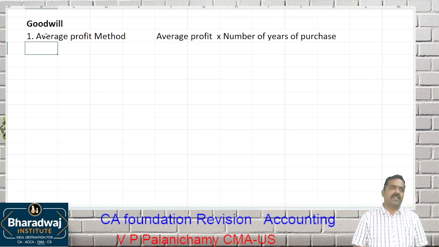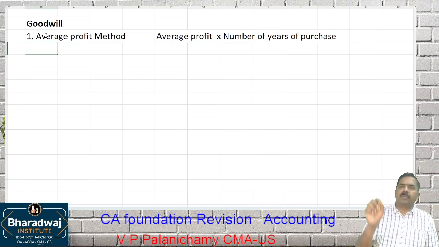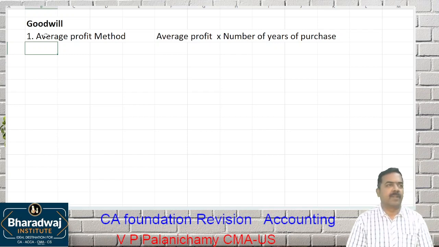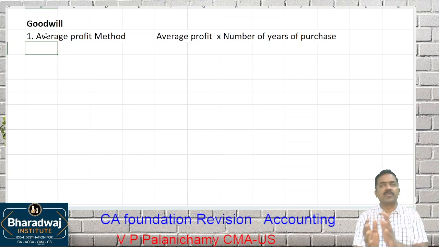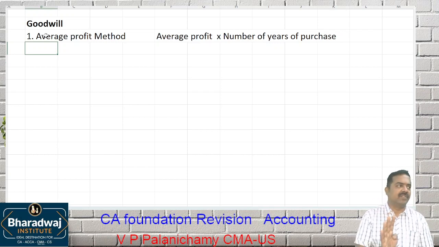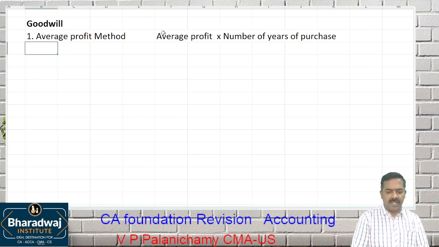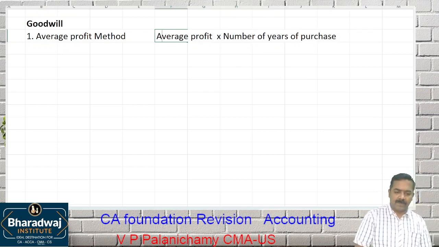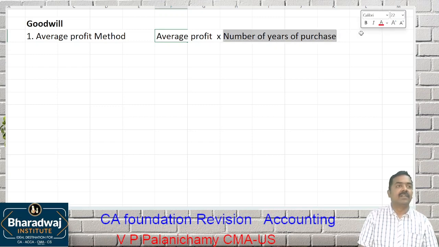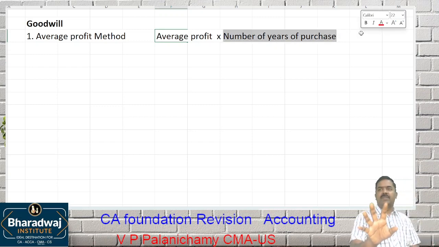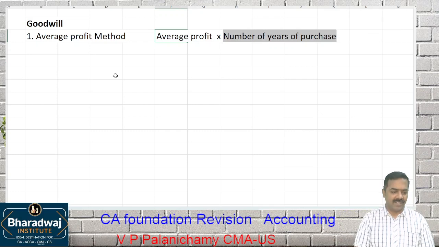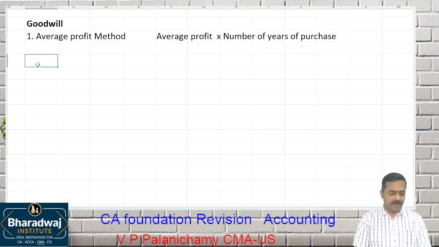For example, pay attention. A and B are earning about 20 lakhs of profit by doing business. Without effort, in future, how many years will that profit come? 5 years, 4 years. If it is 5 years, multiply with 5 years. If it is 4 years, multiply with 4 years. So this number of years of purchase is past years or future years? Future years. This is which method? Average profit method.